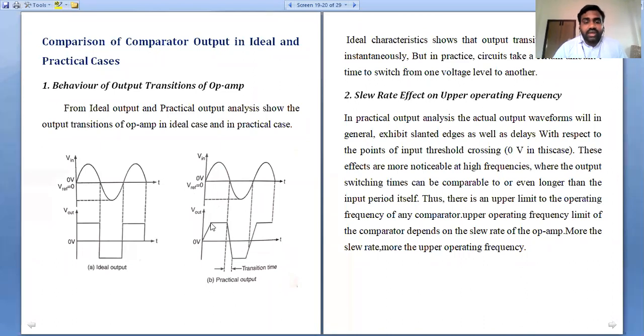At that condition, the upper limit of the operating frequency will depend upon the slew rate, and that slew rate causes this particular transition time. This transition drift in the output waveform happens with respect to the behavior of the comparator when it is operated at high frequencies. At high frequencies there is a very severe, even longer switching time compared to the input time period, and that causes this transition drift in the output waveform in the practical scenario.